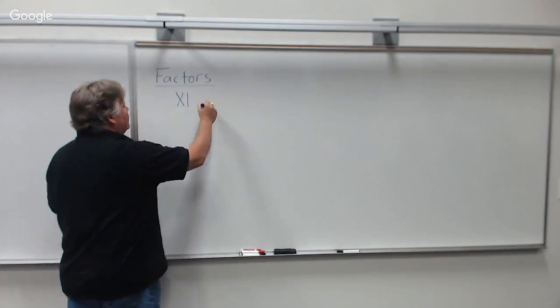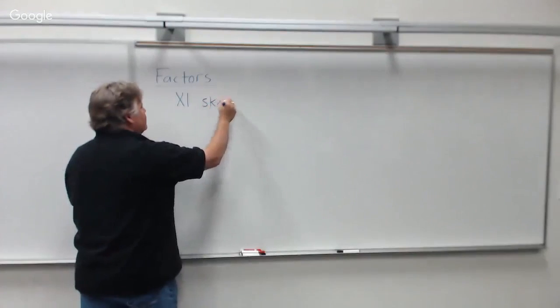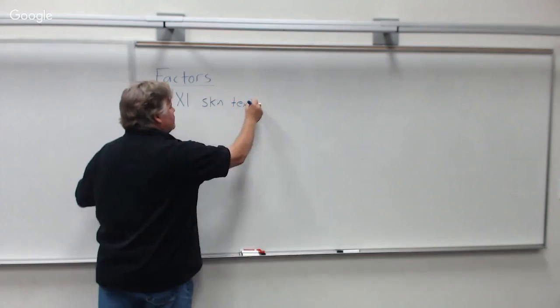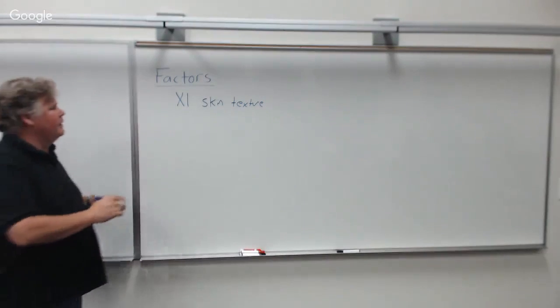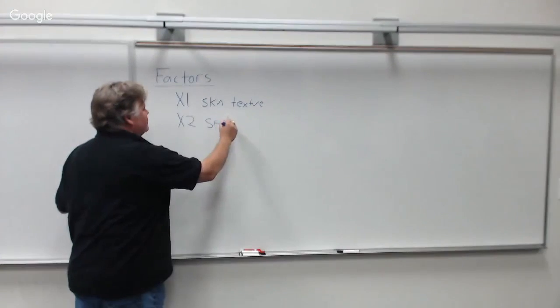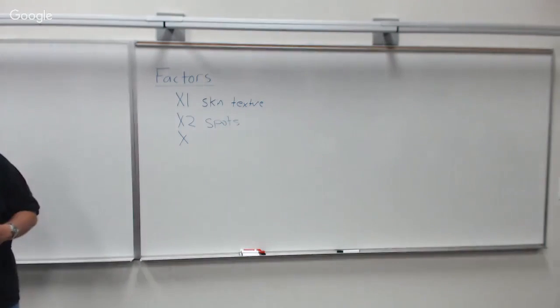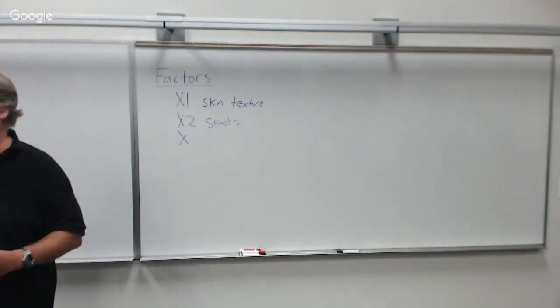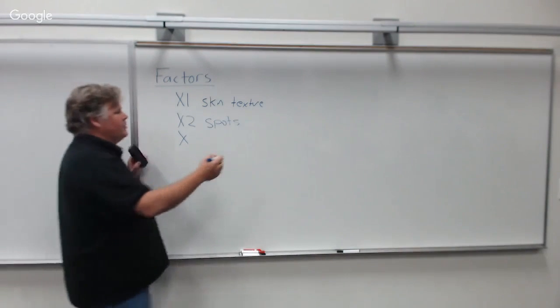I'll call X1 skin texture. So that's like fur or no fur. X2 might be spots. It asks frequently asked questions about size. So the three sorts of questions I've heard it ask, let me say particular answers over here.